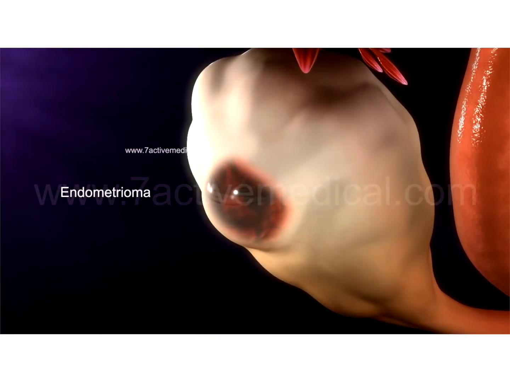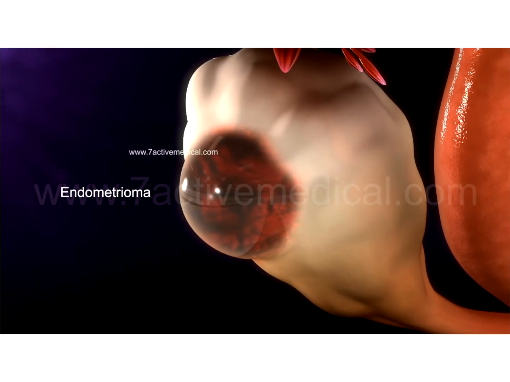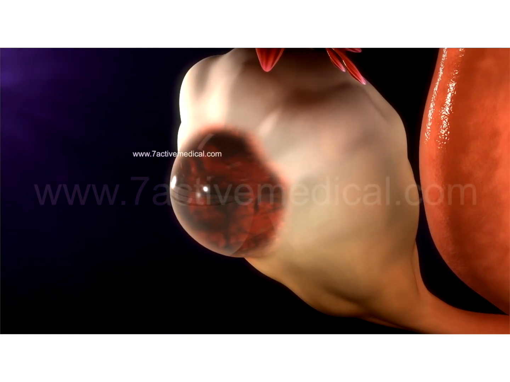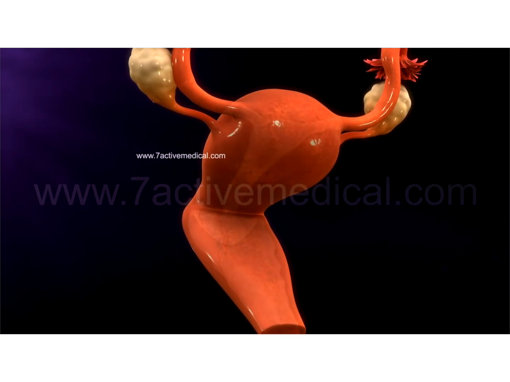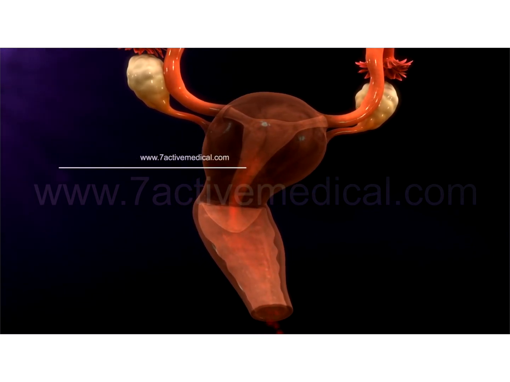Endometriomas or chocolate cysts could also form because of endometriosis. These are fluid-filled sacs in the ovaries, which could also cause infertility in the patient. Abnormal bleeding is another consequence of endometriosis.